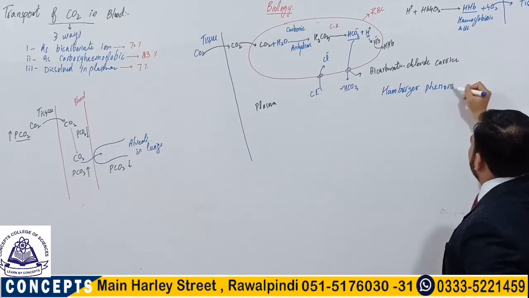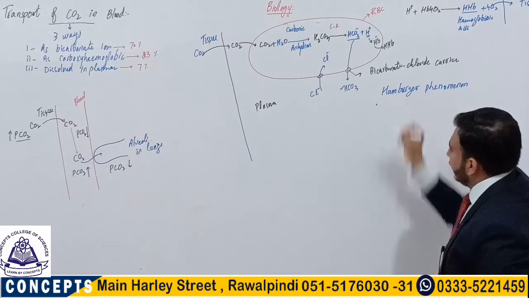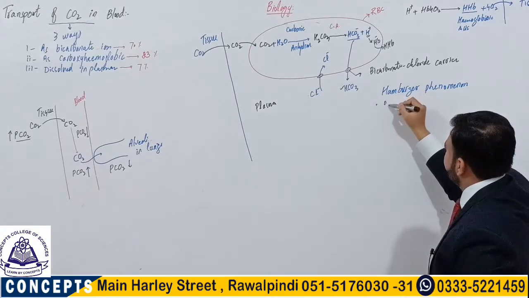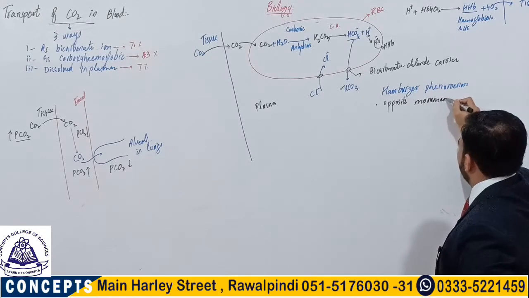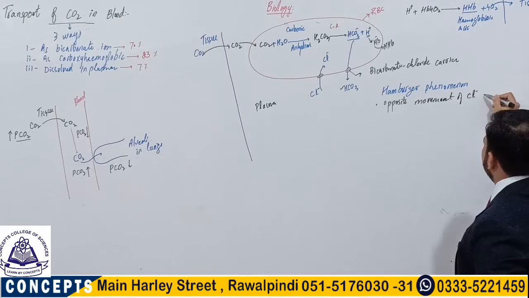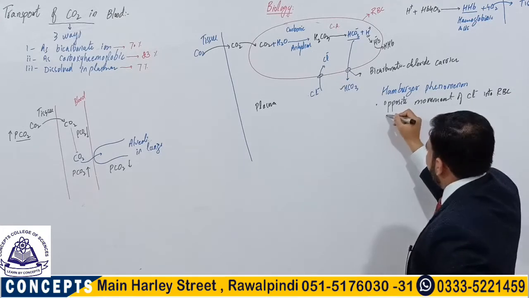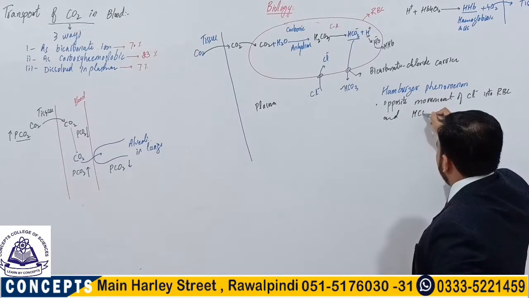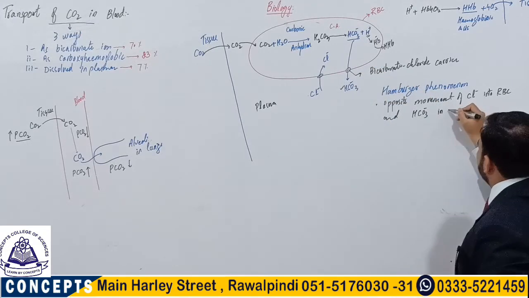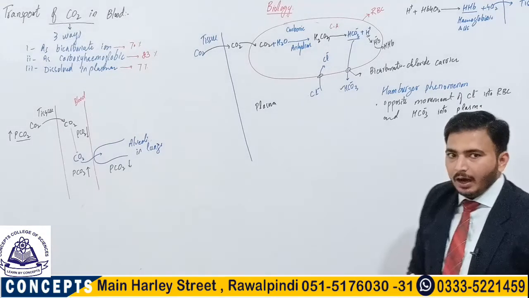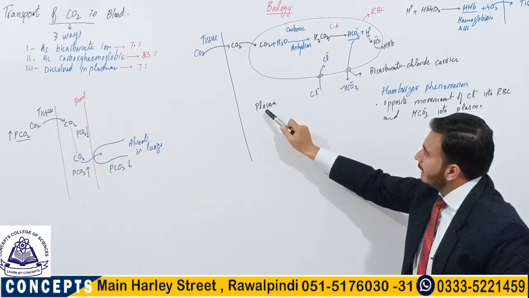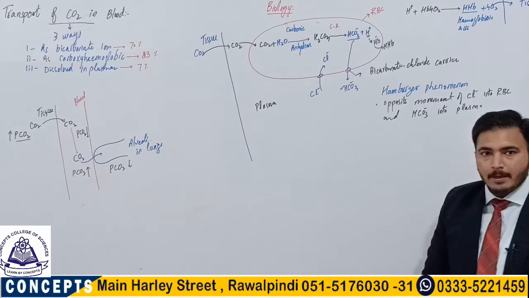Hamburger's phenomenon is the opposite movement of chloride ion into RBC and bicarbonate ion into plasma. This occurs to maintain the ionic balance in plasma as well as in the RBC.